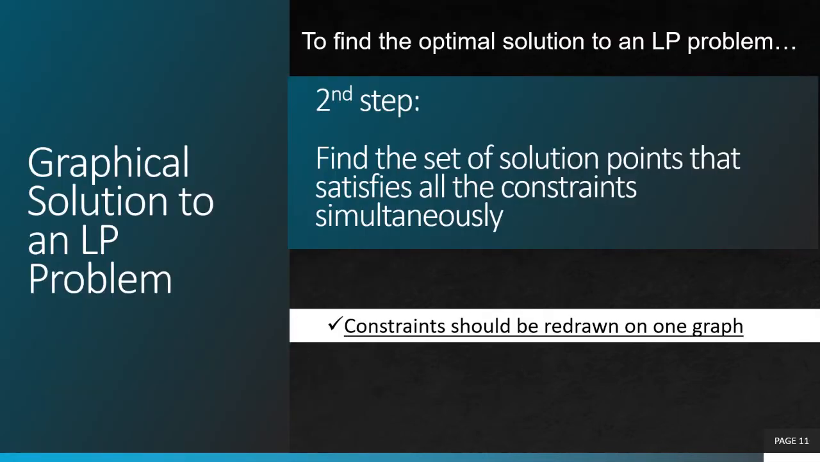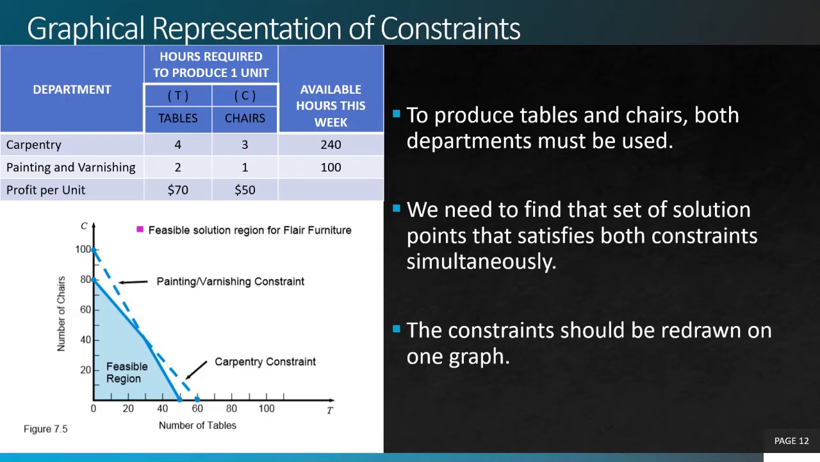The next step in finding the optimal solution is to find the set of solution points that satisfies all the constraints simultaneously. Now that each individual constraint has been plotted on a graph, it is time to move on to the next step. We know that to produce a chair or a table, both the carpentry and the painting and varnishing departments must be used. In an LP problem, we need to find that set of solution points that satisfies all of the constraints simultaneously.